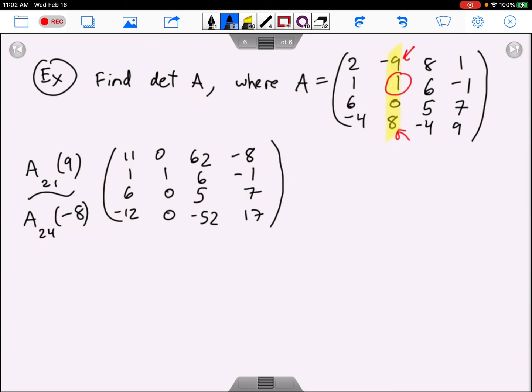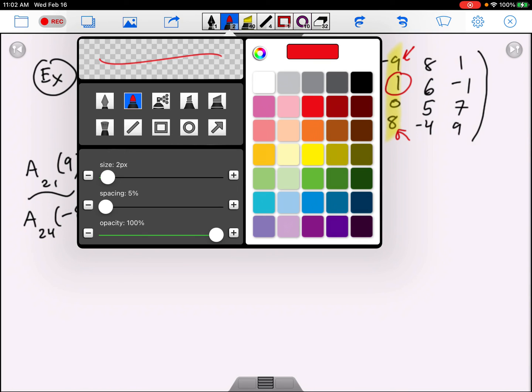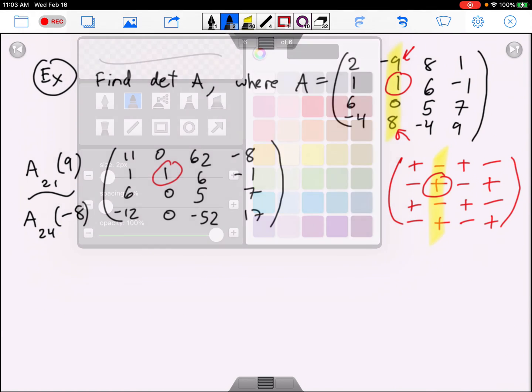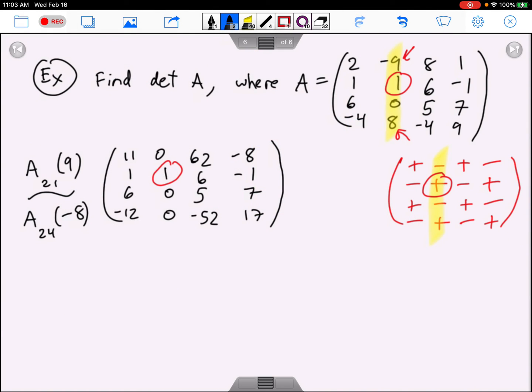All right, so let's go with the determinant now. And let me remind you of the 4x4, because we do need to look at this sign chart to remind us. So if we're expanding here, I want you to notice that this 1 right here does land exactly on a plus. Very important, or we would have been off by a sign if we forgot to take that into account.